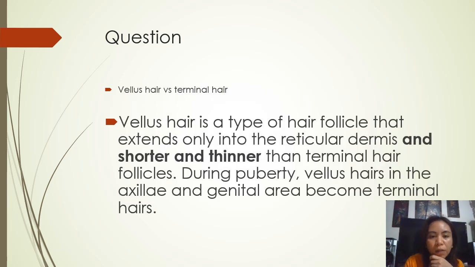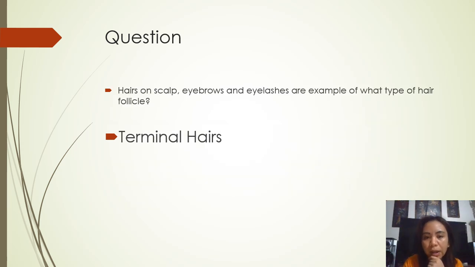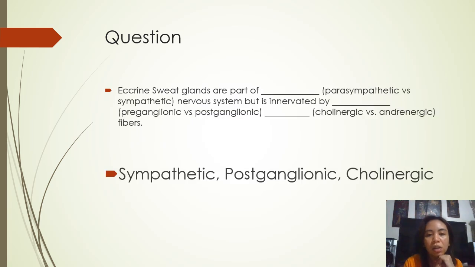And to differentiate vellus hair versus terminal hair, vellus hair is a type of hair follicle that extends only into the reticular dermis and is shorter and thinner than terminal hair. During puberty, vellus hairs in the axilla and genital area become terminal hairs. So terminal hairs are what examples? So they are found on the scalp, eyebrows, and eyelashes.